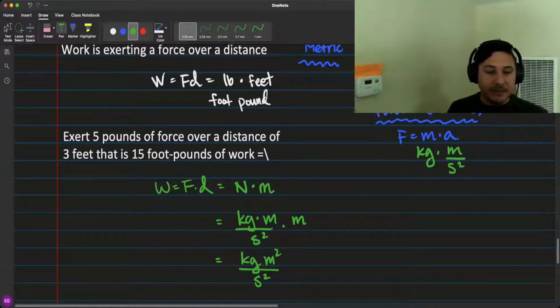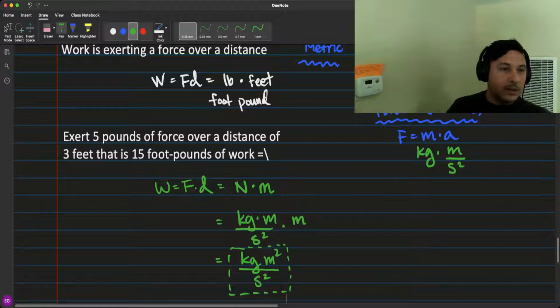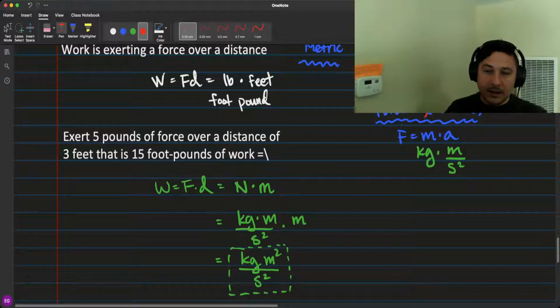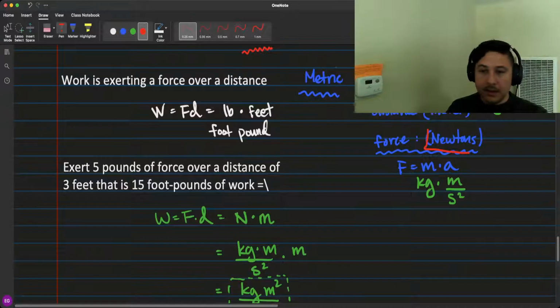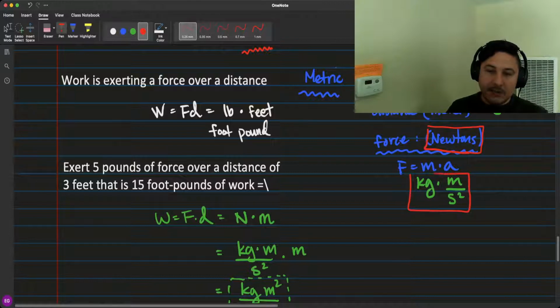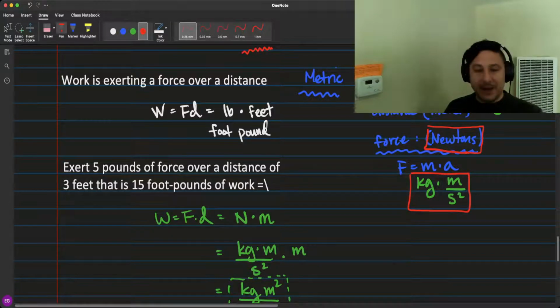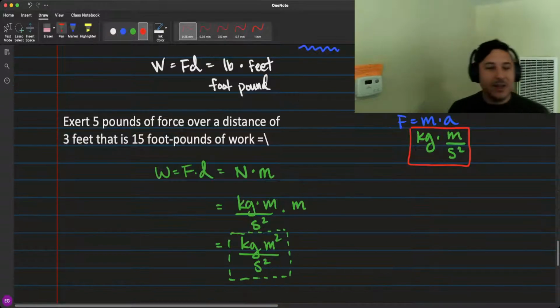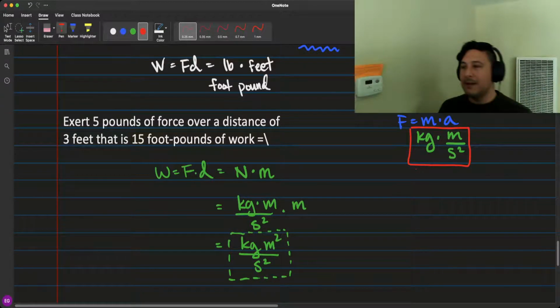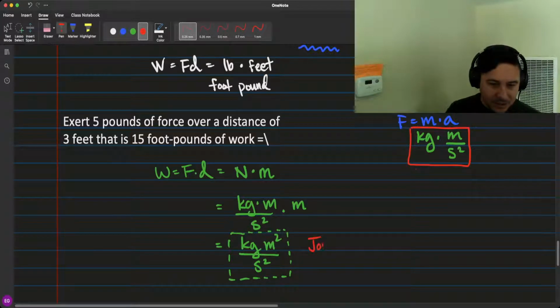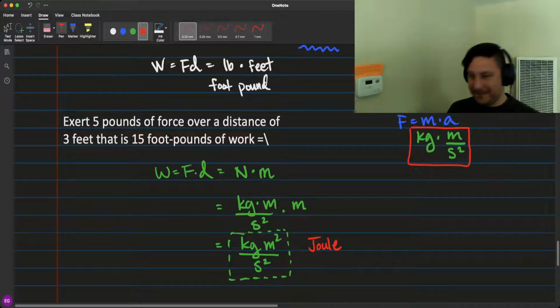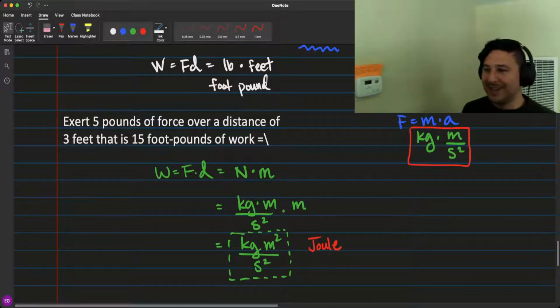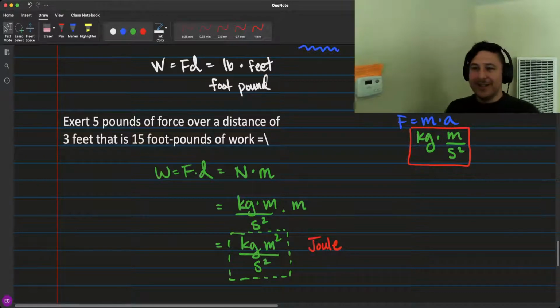There's actually a special name for this unit. Just like how the newton is what we define to be kilograms times meters divided by seconds squared, we have a name for the measure of work. The kilogram times meters squared divided by seconds squared is called the joule, named after a famous English physicist.